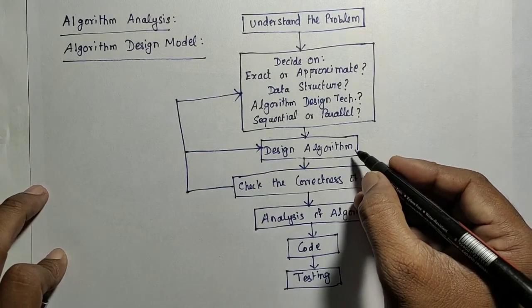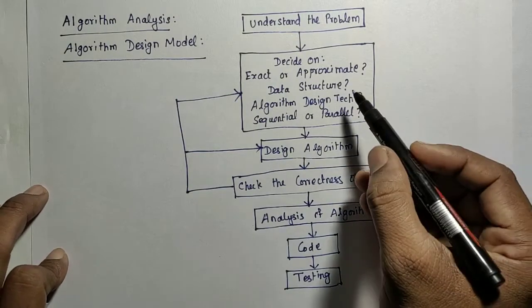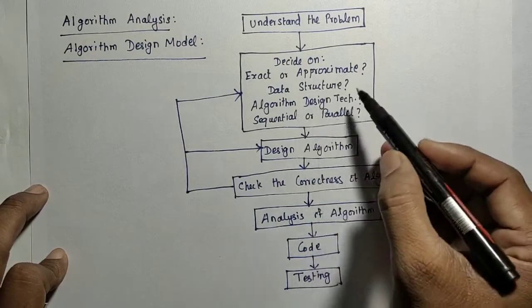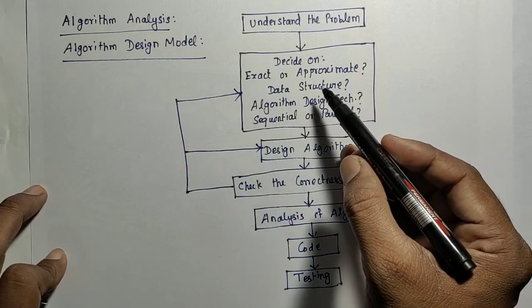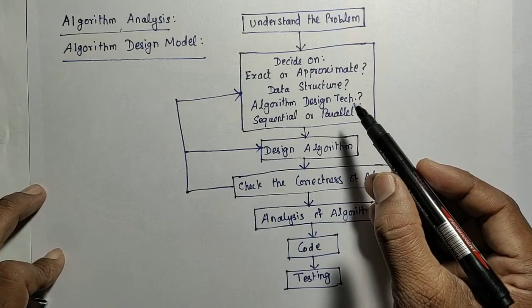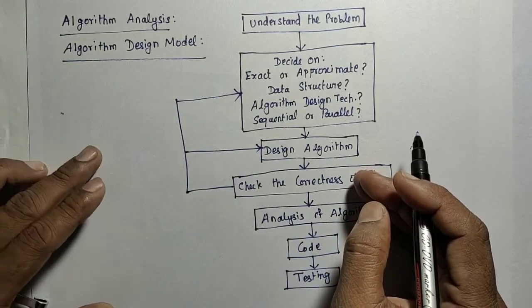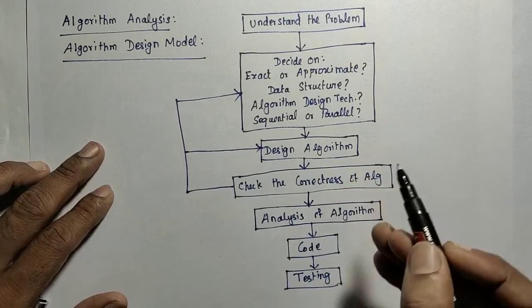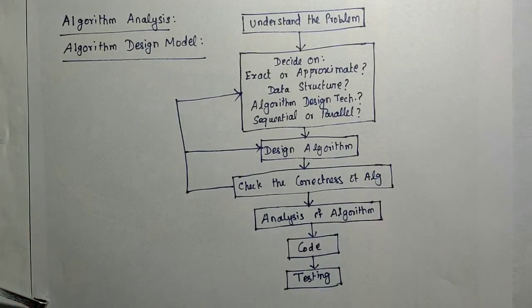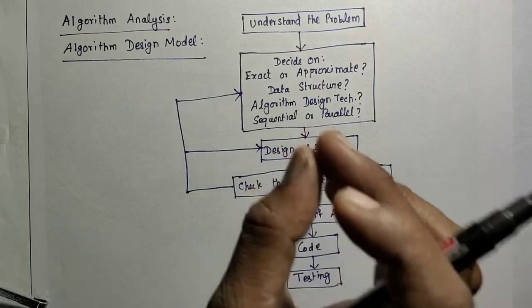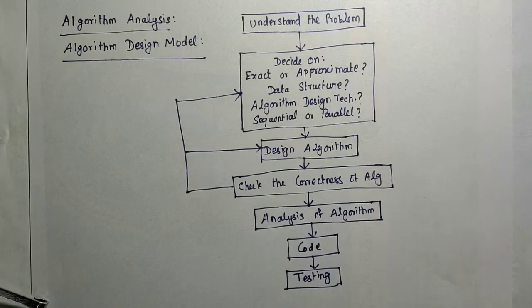Then we need to design the algorithm. After choosing all these parameters, that is exact or approximate solution, proper data structure, proper algorithm design technique, and whether sequential or parallel, we need to go for the algorithm design. Once you have designed the algorithm, the first step is you need to check the correctness of that algorithm. Mathematically you can check the correctness. What is the correctness of that algorithm? Whether your algorithm is producing the expected output for all the possible inputs. That is the correctness of that algorithm.